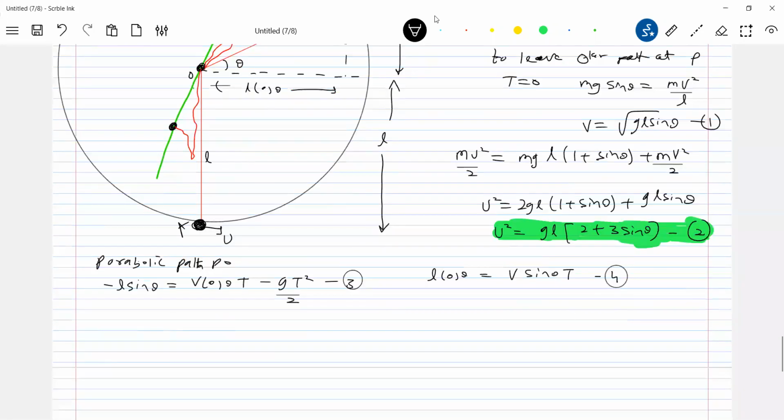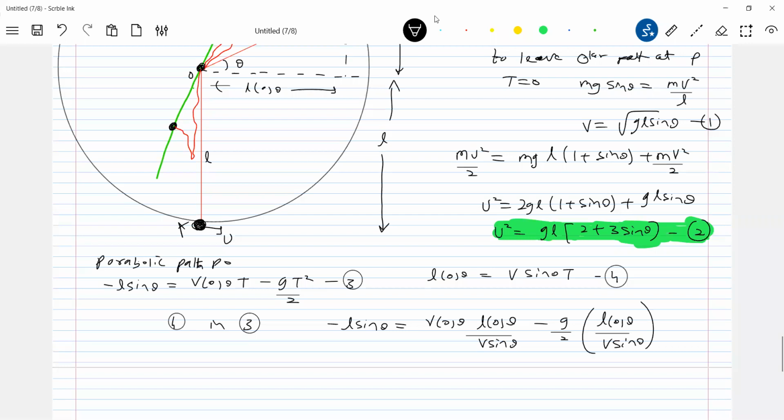Now substituting 4 in 3. Minus L sine theta. What is V? V I should write it, no? V should be equal to root GL sine theta. T is how much? L cos theta by, I think this V will cancel out, no need of, let me have it as it is. T will be L cos theta by V sine theta minus G by 2. This will be L cos theta by V sine theta whole square.